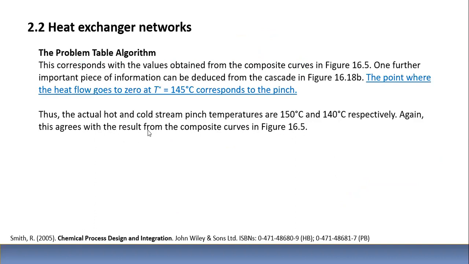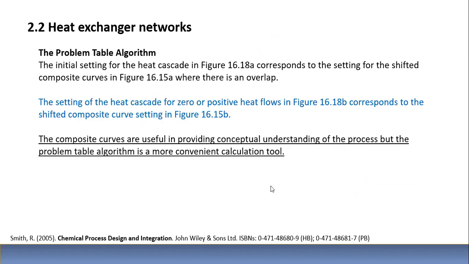The actual hot and cold extreme pinch temperatures are 150 and 140 respectively. Again, this agrees with the result from the composite curves in figure 16.5. The initial setting for the heat cascade in figure 16.18 corresponds to the setting for the shifted composite curves in figure 16.15. The setting of the heat cascade for zero or positive heat flows in figure 16.18b corresponds to the shifted composite curve in figure 16.15.